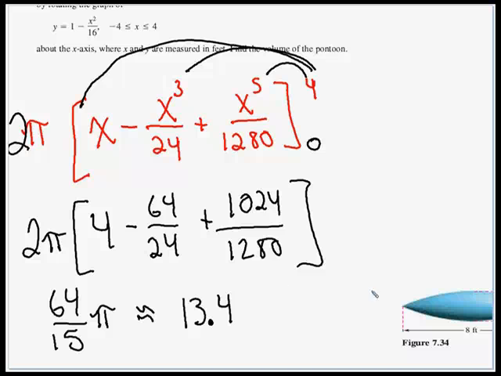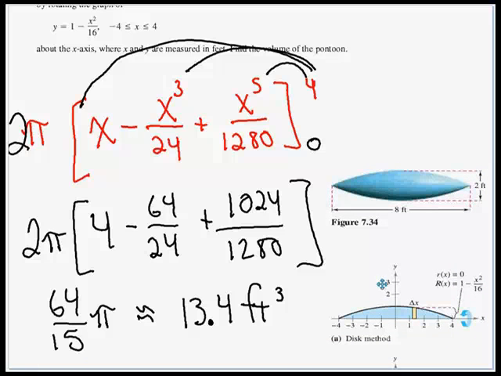And since we were given units, we're talking about the volume of a pontoon. They said that all measurements were given in feet. That would be in feet cubed. So the volume of that pontoon, 8 feet long, would be 13.4 cubic feet.